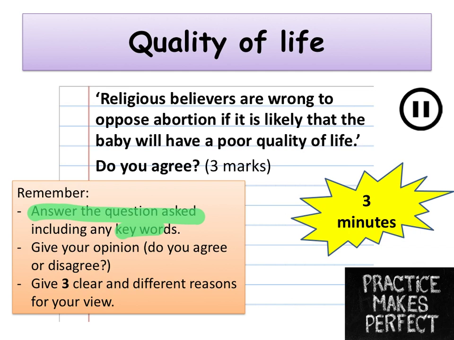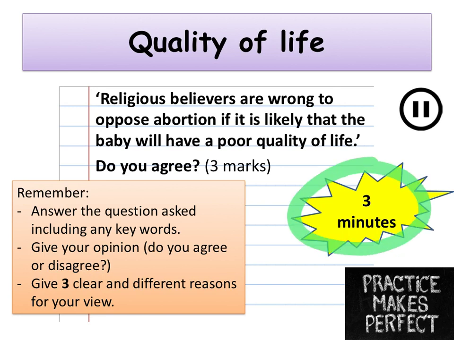Here, we have the idea that religious believers are wrong to oppose abortion if it's likely that the baby will have a poor quality of life. We must focus our answer on the quality of life of the child and opposing abortion if it's the case that the quality of life is going to be low. You must make sure that you give your opinion in a 3-mark question, i.e. do you agree or disagree, and give 3 clear and different reasons for your view. In a second, pause the video for 3 minutes in order to answer the question. Pause the video now.